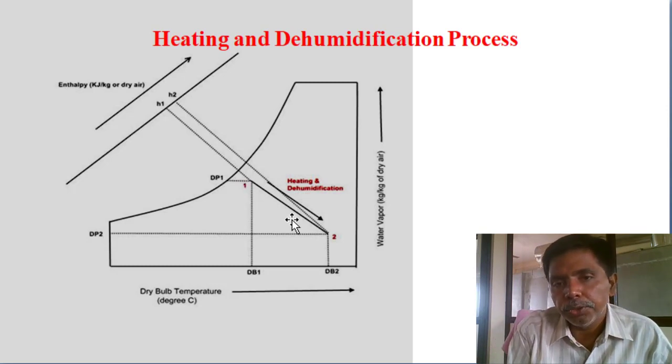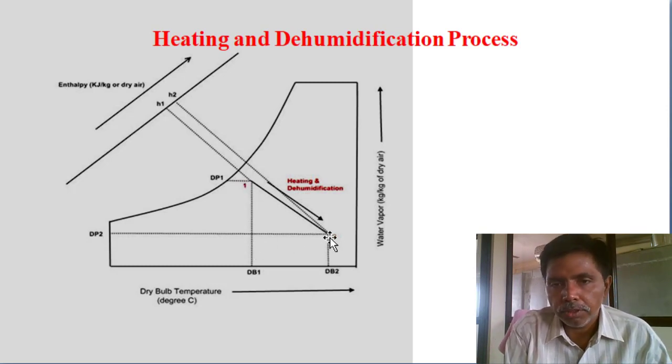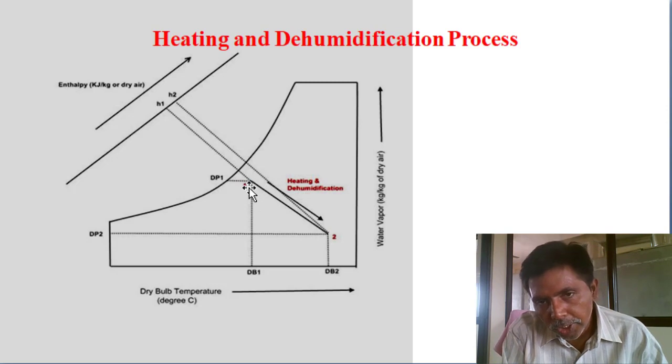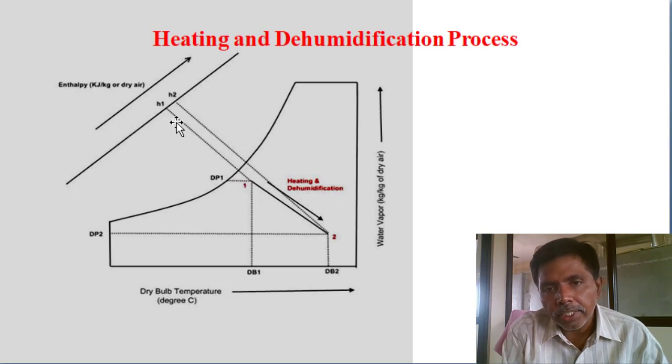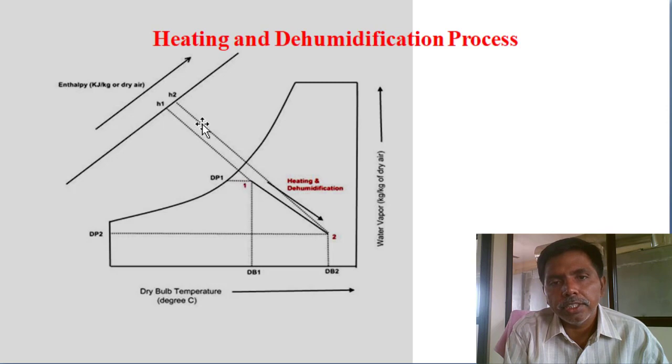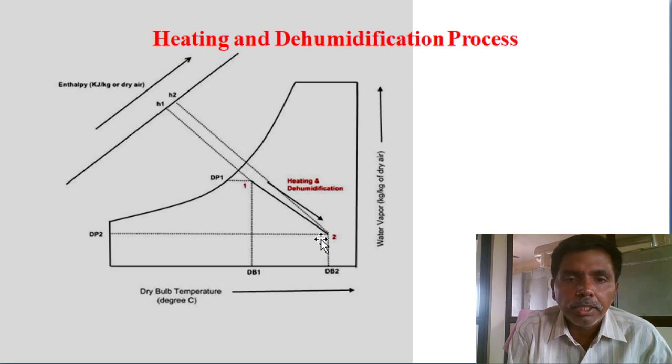In this operation, you see you are increasing the temperature. Second one, removing the moisture. The specific humidity is reducing, relative humidity is reducing. The enthalpy is somewhat increased because we are increasing the temperature. Enthalpy's major driving force is temperature, so automatically it is increasing. The dew point temperature is also reduced due to reduction of the moisture.